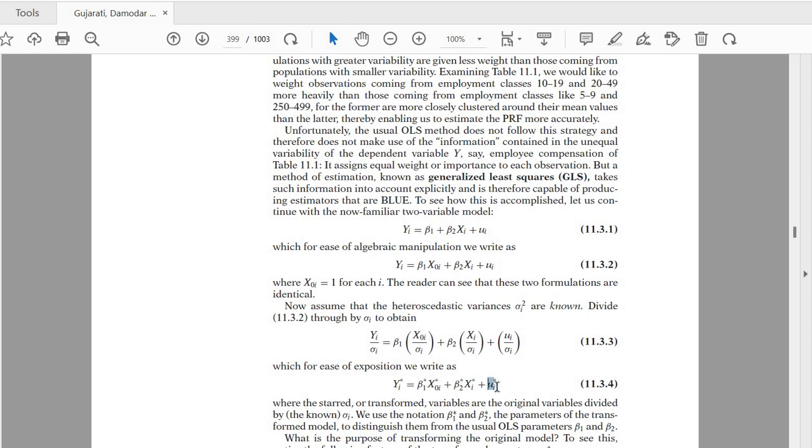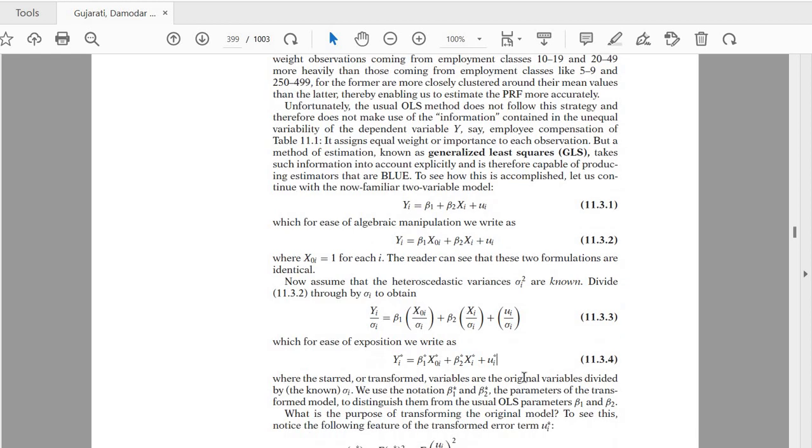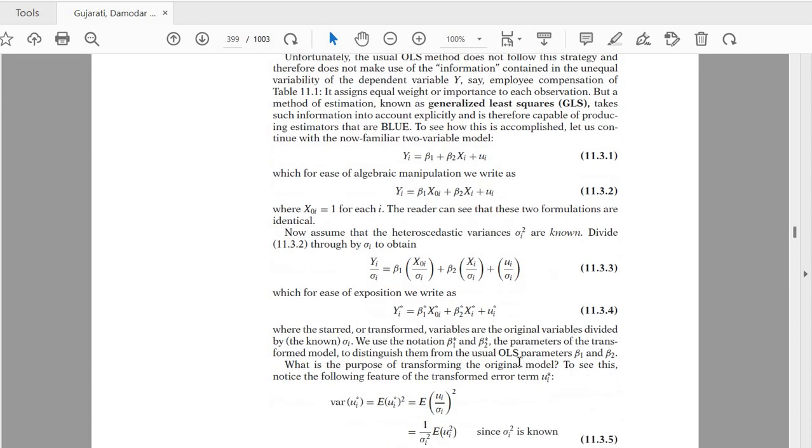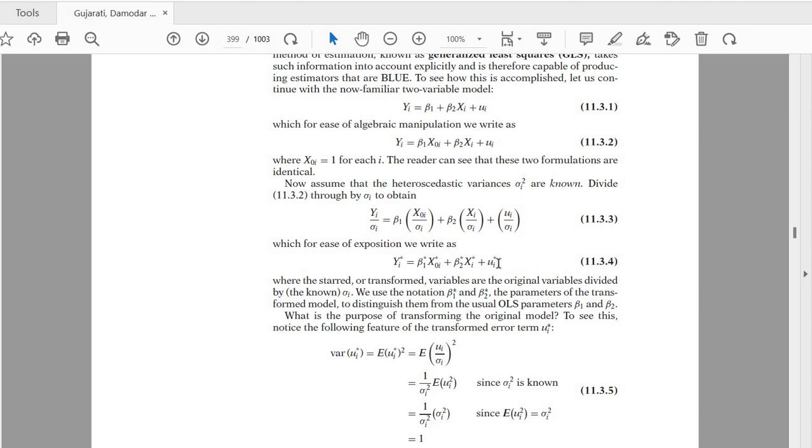Now look at this u star. What is the special thing about this u star? It is not ui. Ui is that random term which contains the heteroscedasticity problem. Whereas we have to see that once we transform the model, does it have the heteroscedasticity problem or not? For that, there is a little manipulation of ui star we have to do. So check out the variance of ui star. Is it a constant number or is it still a variable?